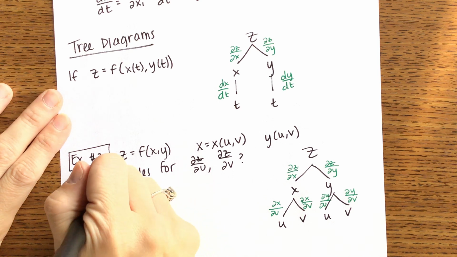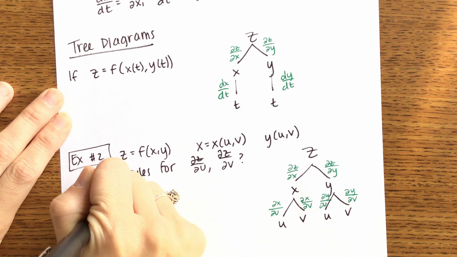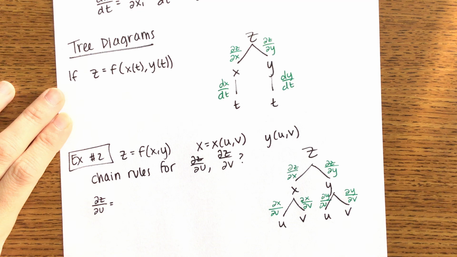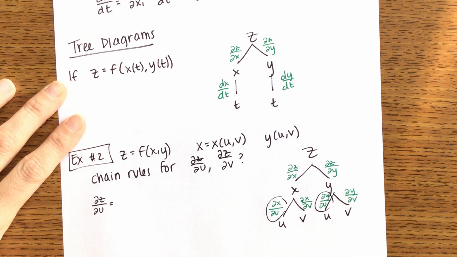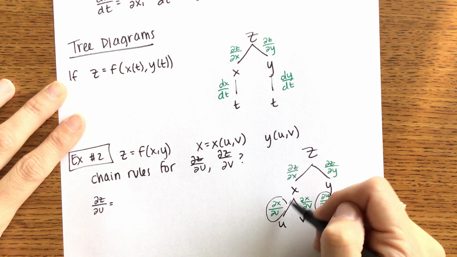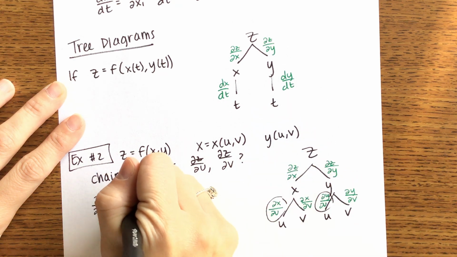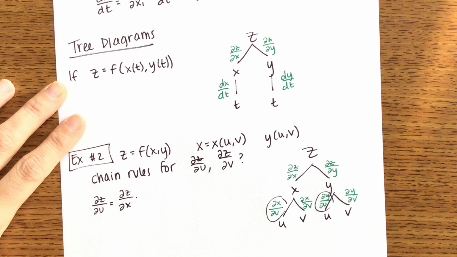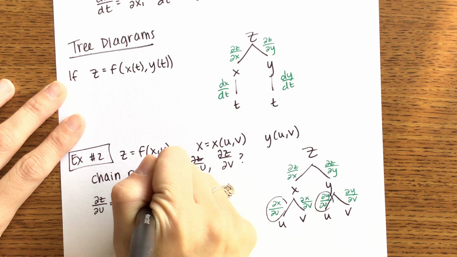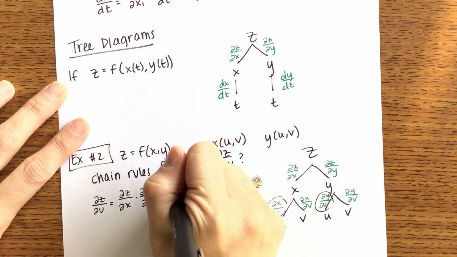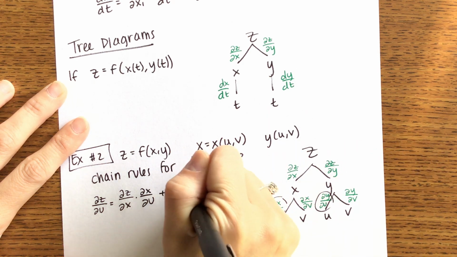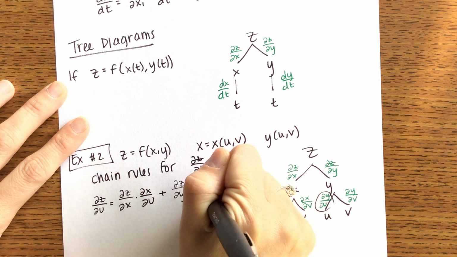So if I'm looking for partial z with respect to u, I'm looking for everything that ends in a u. So that would be here and here. So I need to follow the branch to get to that point. This one right here will be partial z, partial x, multiplied by partial x, partial u. And then I have to go this way. So it'll be partial z, partial y, times partial y, partial u.